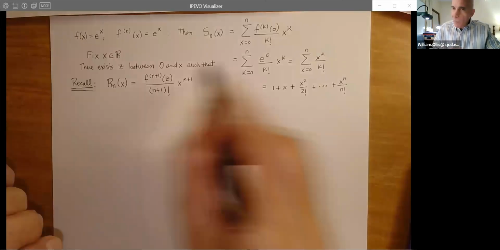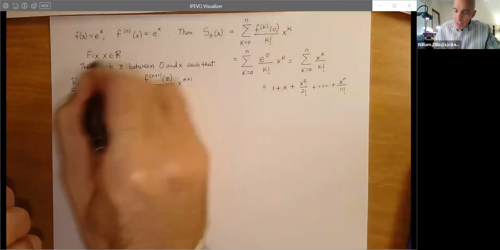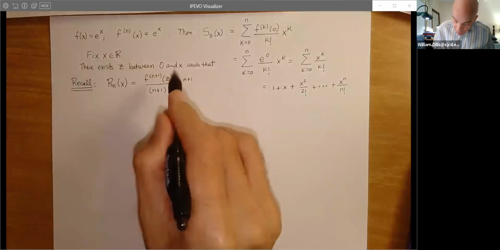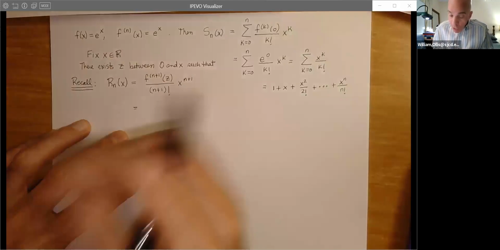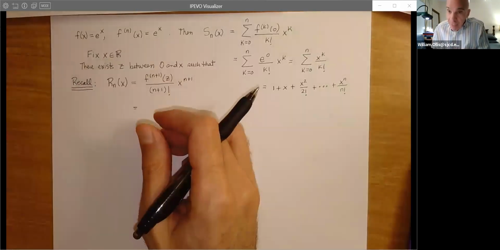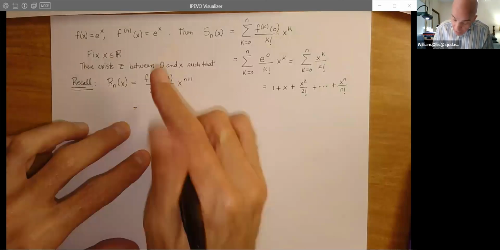So we've thought about this, then we come over here and ask, what's going on with this? Now we can fill this in. Notice now, for all levels of derivative, we just get e to the x. So this will just be e to the z.